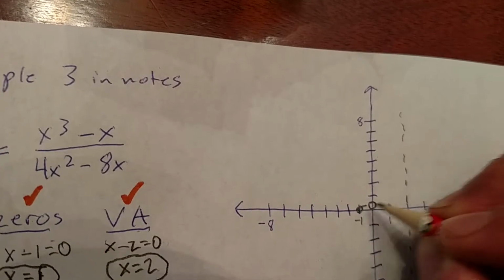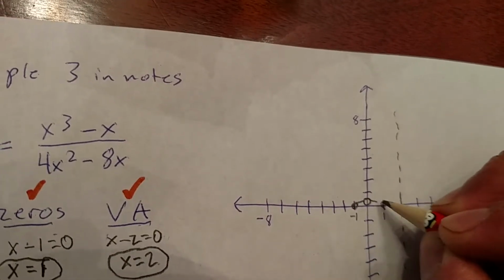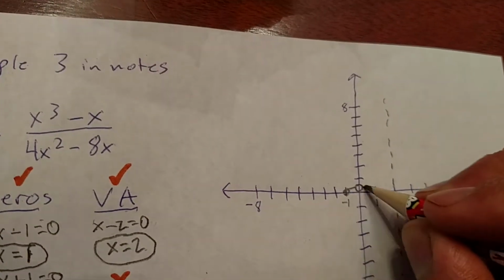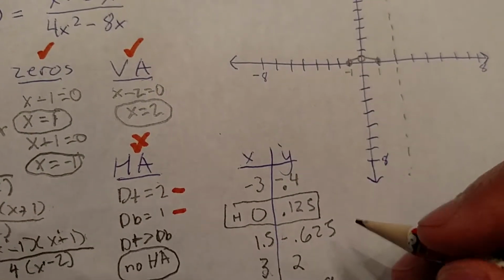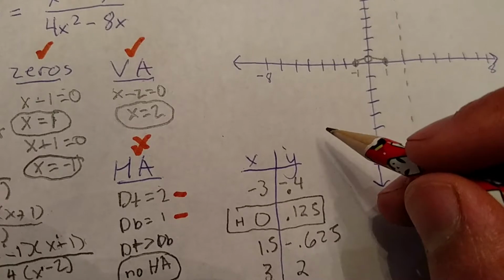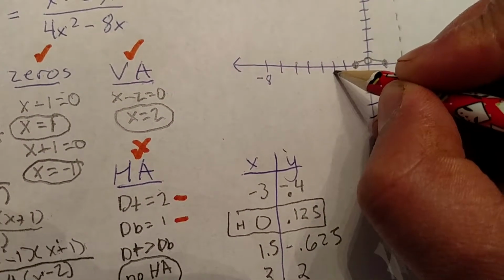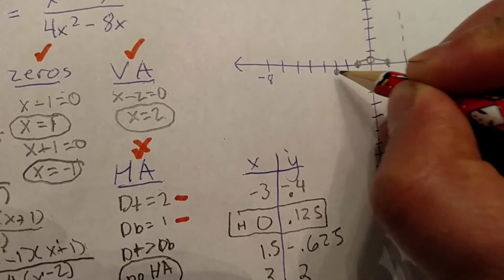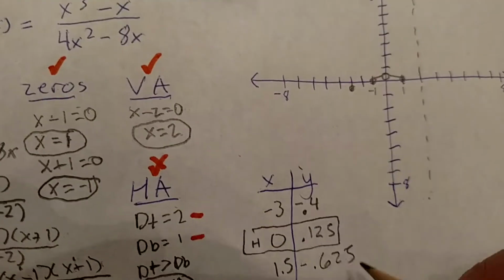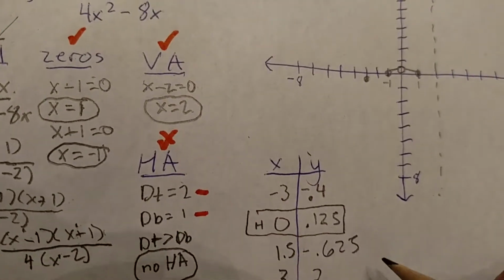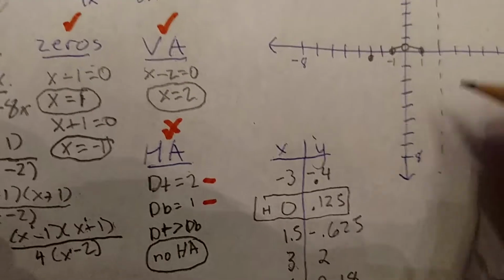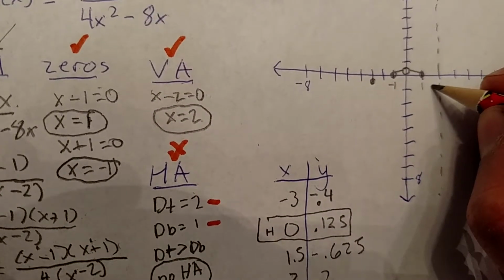And so obviously this is curving, it's at the top of the curve. So obviously, well, let's plot our other points. That'll help us. So negative 3, negative 0.4. I just say down a little bit, and that's a regular point. Okay, and then 1.5, negative 6.25. So that's down a little bit more.